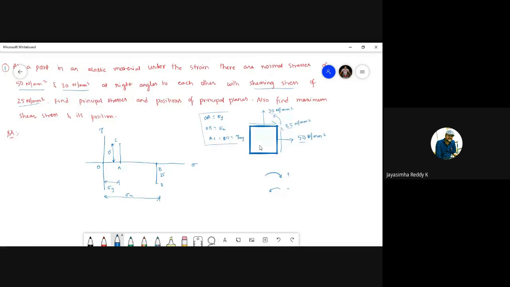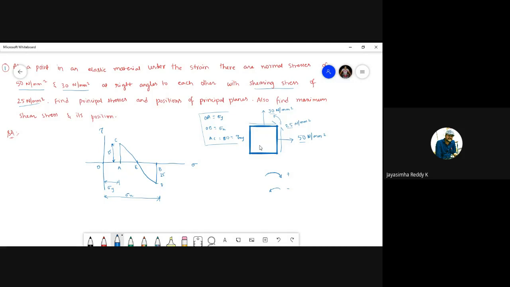Is it right? So based on this, we have marked. Now join C and D. We have to join C and D. If you join C and D, you'll get a point of intersection on the x-axis, and call it E.